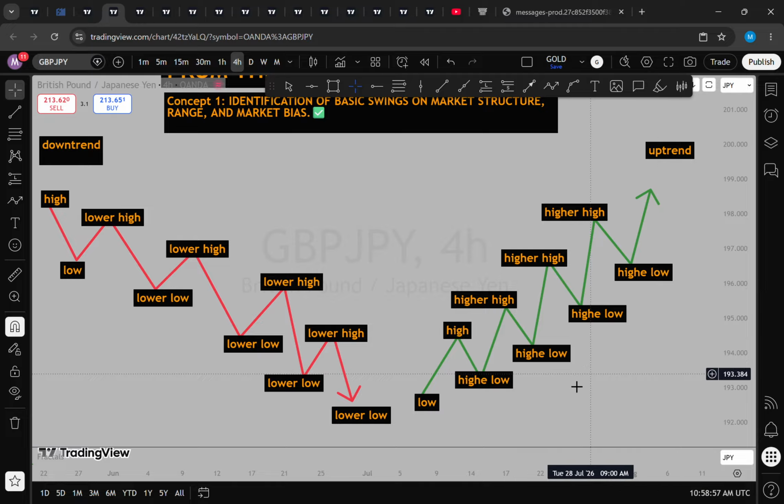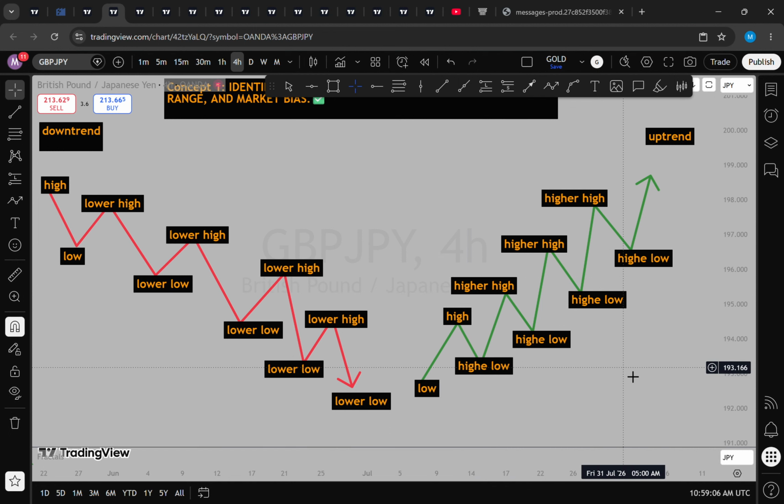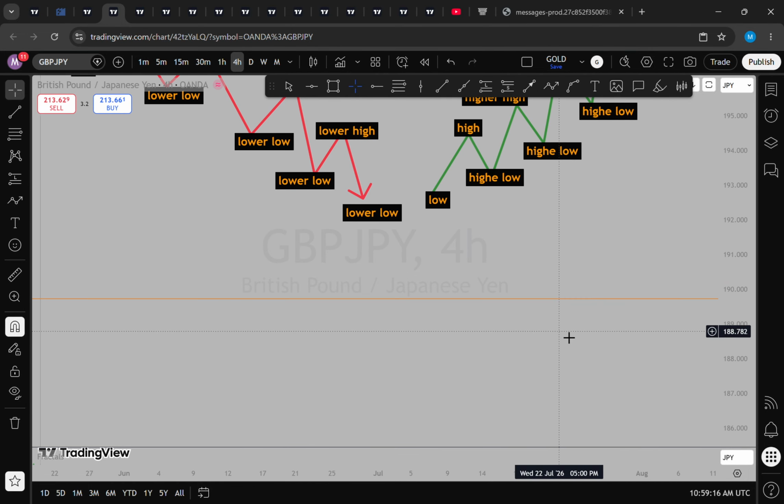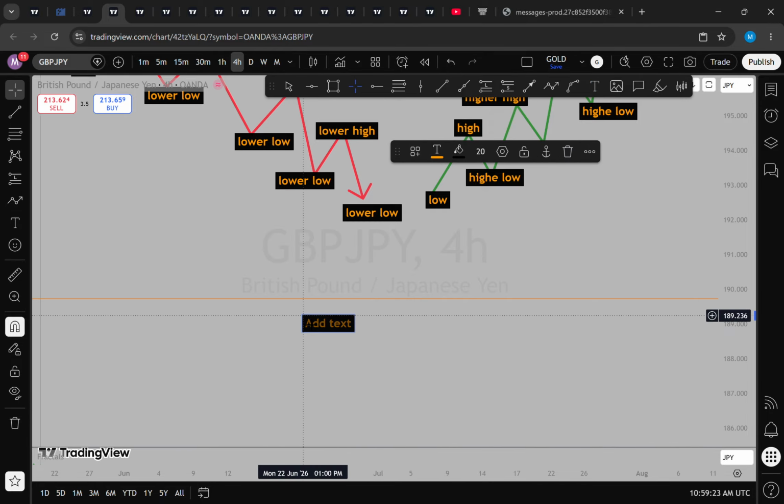So the bias right now is uptrend. The bias is either uptrend, downtrend, or consolidating. So the three natures of the market are downtrend, uptrend, and consolidation.